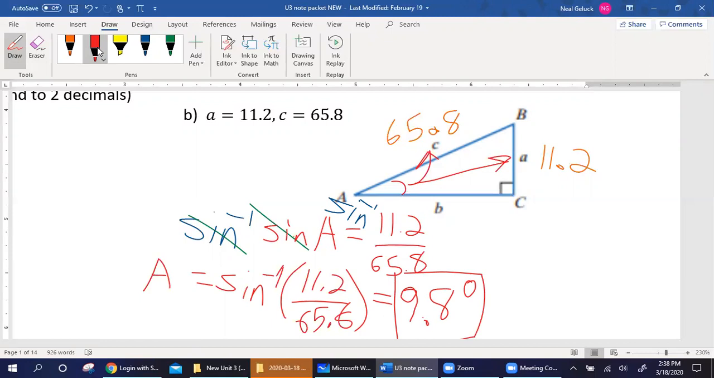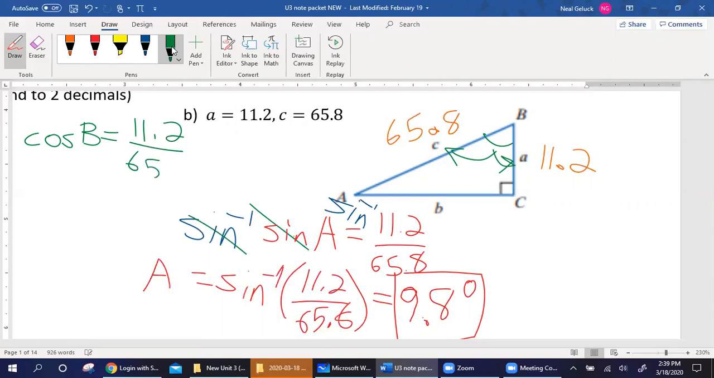Now for angle B, same start. I'm going to figure out what trig function to use. So for angle B, now I have the adjacent and the hypotenuse. That's going to be cosine. So I would say cosine of B is 11.2 over 65.8. Again, to get B by itself, I take the inverse cosine.